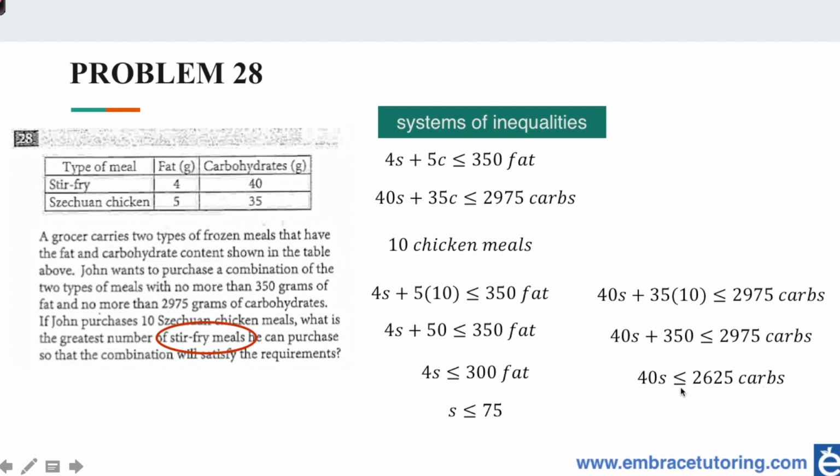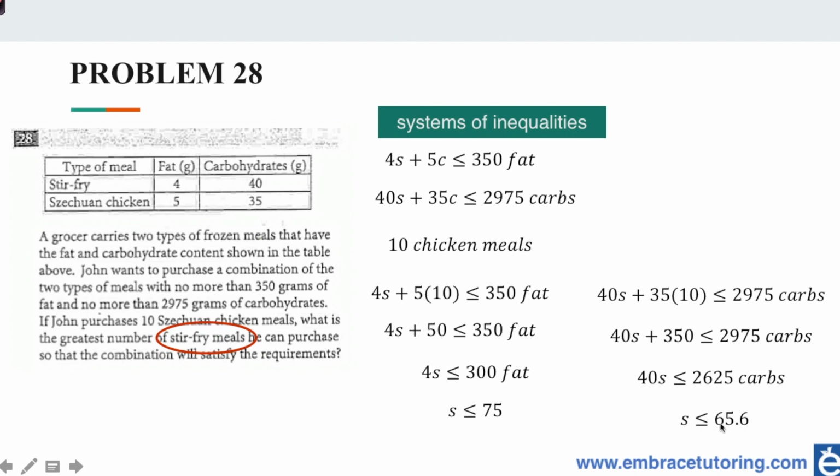I'm going to divide by 40 on both sides, and I do end up getting S is less than or equal to 65.6. I quickly noticed that I don't have any possible answer choices, meaning that I'm definitely on the right track, but it does say what is the greatest number of stir-fry meals he can purchase, meaning that this is going to be the greatest amount he can purchase.